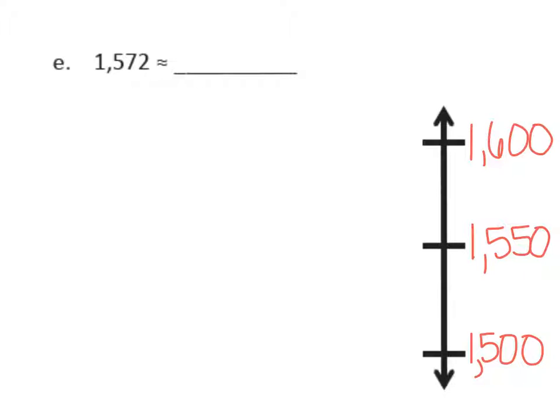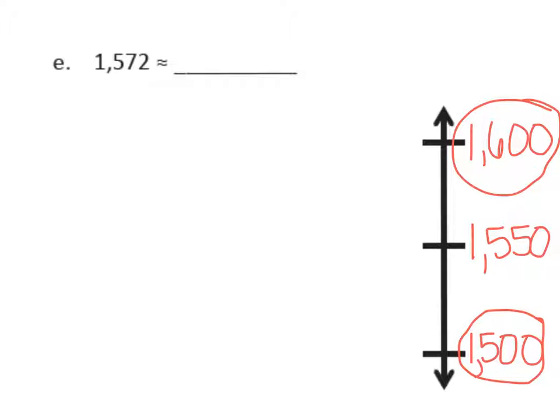Now I need to think about where 1,572 would go on my number line. What would it round to? Would it be closer to 1,500 or would it be closer to 1,600? Pause the video while you work and replay when you are ready.